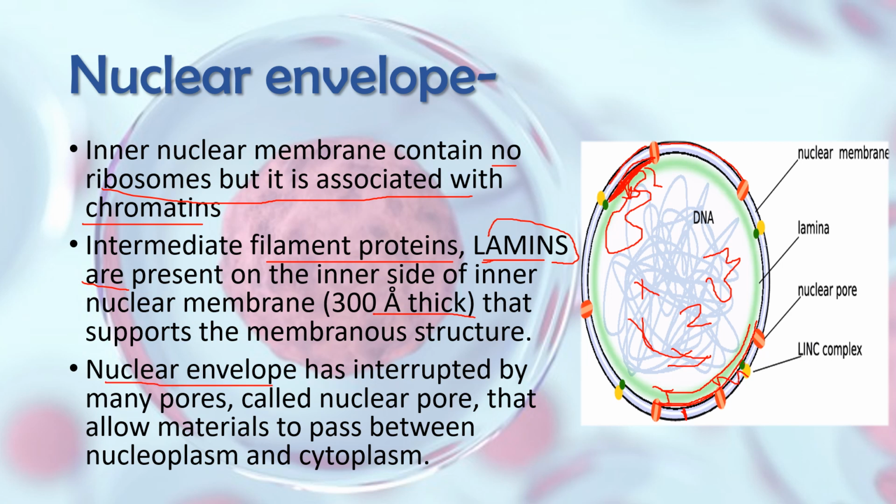Now, the nuclear envelope is interrupted by many pores. These are known as nuclear pores or nuclear pore complexes, which allow material to pass between the nucleoplasm and the cytoplasm. So, these are the nuclear pore complexes. Their function is transferring or exchanging molecules between the nucleoplasm and the cytoplasm.